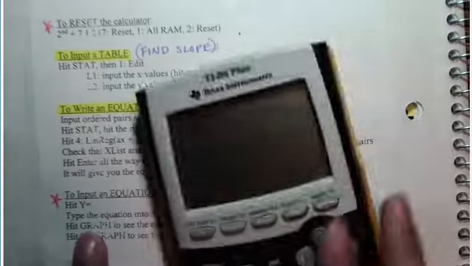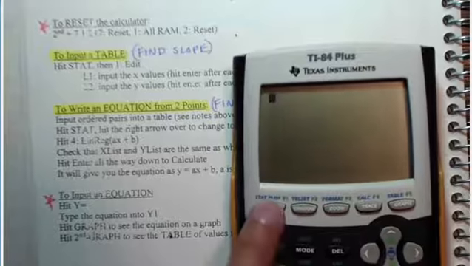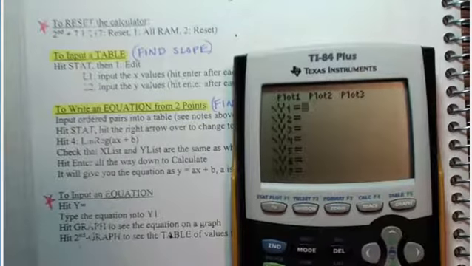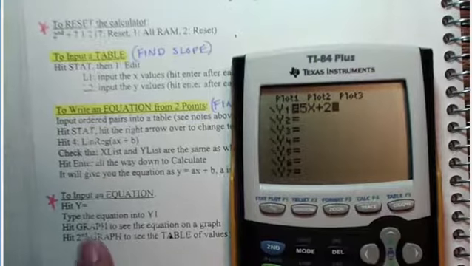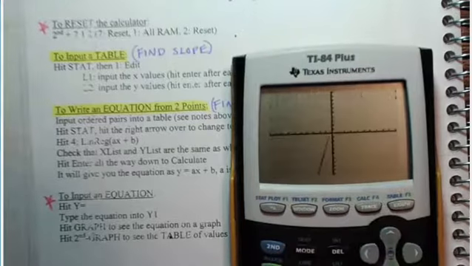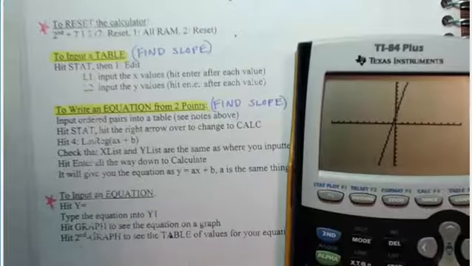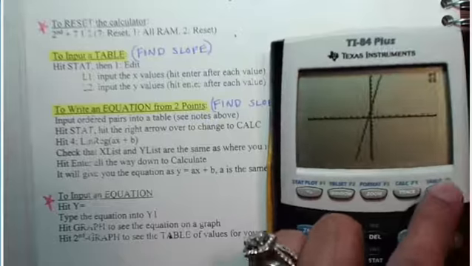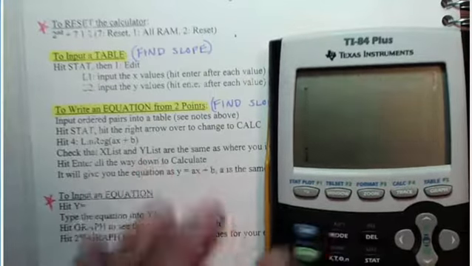So again, remember when we have an equation in the calculator, we go to the y equals. And we would type in whatever we have, let's say 5x plus 2. I would hit graph to see the equation on a graph. And I would hit second graph to see the table, the actual points that are on that line. So that's just a recap.